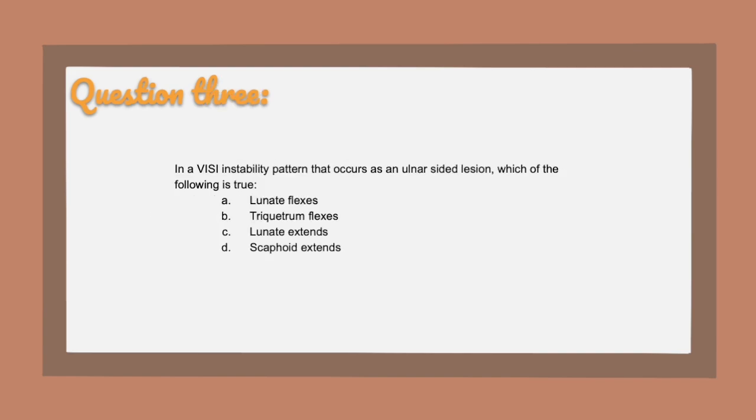Question 3, the best answer here is A. The lunate will flex in a VISI wrist because there is a lunotriquetral injury. So when you think about the scaphoid holding hands with the lunate and the lunate holding hands with the triquetrum, we know that the scaphoid always wants to flex and the triquetrum always wants to extend. So if you think about a VISI instability pattern, the LT bridge, they've let go of each other's hands. And so what's going to happen to the lunate? It's going to flex forward with the scaphoid, which is the hand that it's still holding.